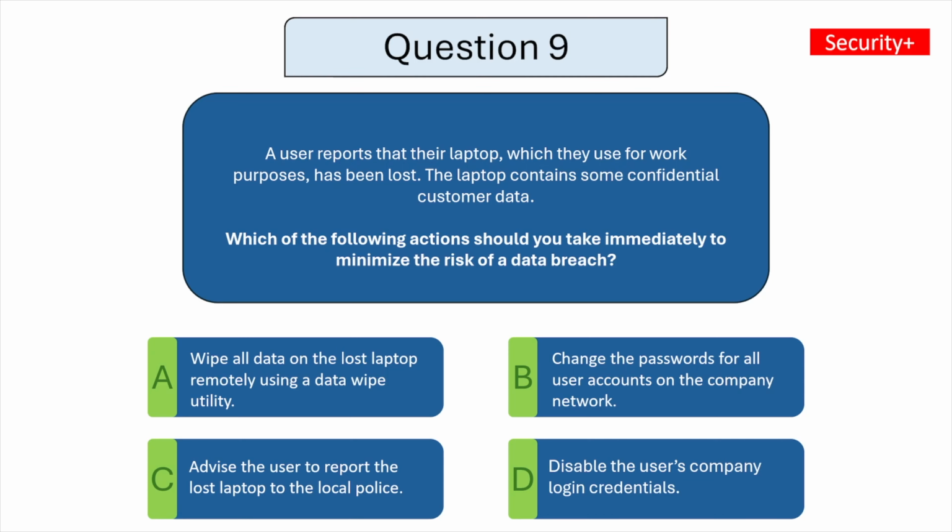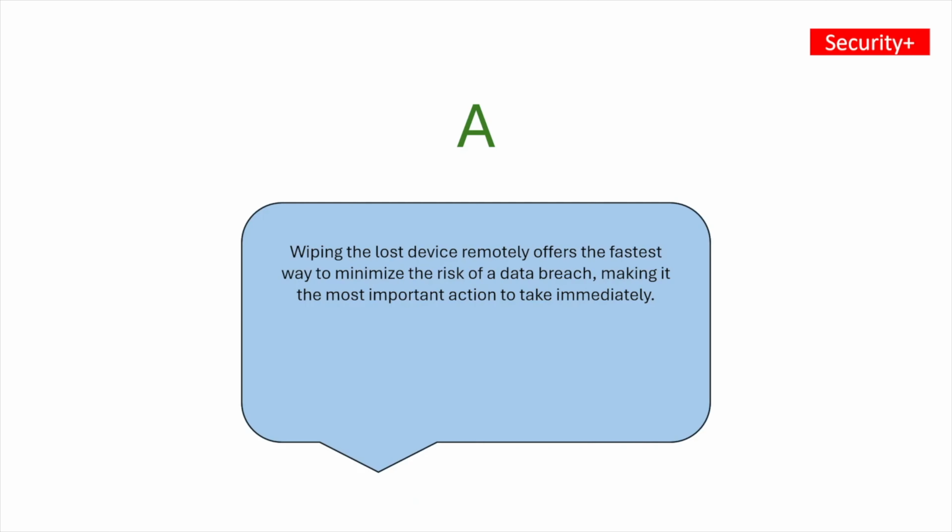And I'm not going with D, although that would most likely happen next. I'm not going with D first because there's still a concern that data can be accessed on the device even with passwords changed or accounts disabled. So I'm going to go with A. Wiping the lost device remotely offers the fastest way to minimize the risk of a data breach, making it the most important action to take immediately.